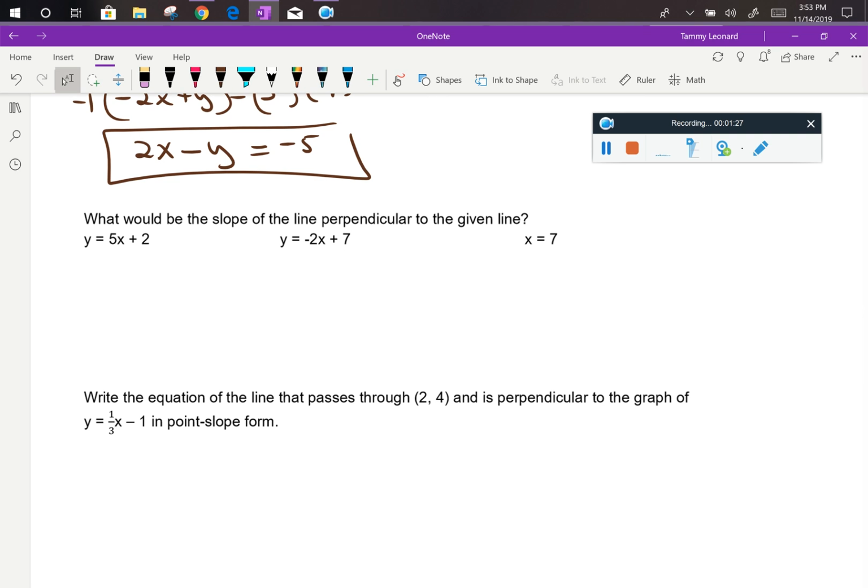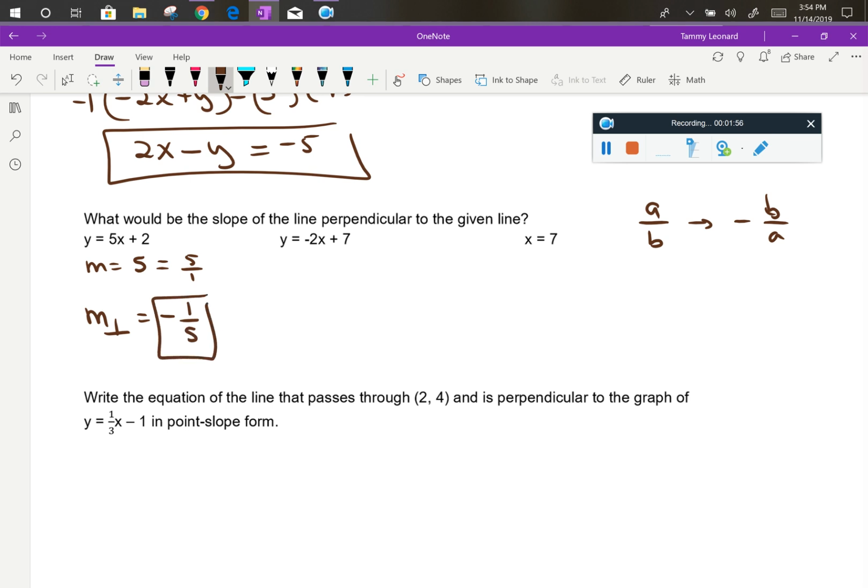Here we're asked what would be the slope of the line perpendicular to the given line. Remember, a over b would become -b over a. So we use the phrase opposite reciprocals for how these two slopes are related. So if the slope of this line is 5, the slope of the line perpendicular to it would be negative, since that one was positive. Since 5 is really 5 over 1, it would be -1/5.